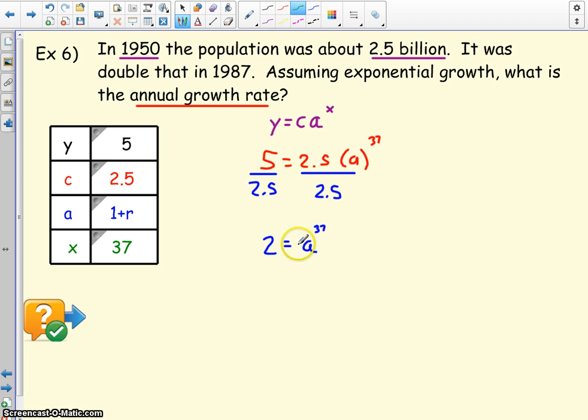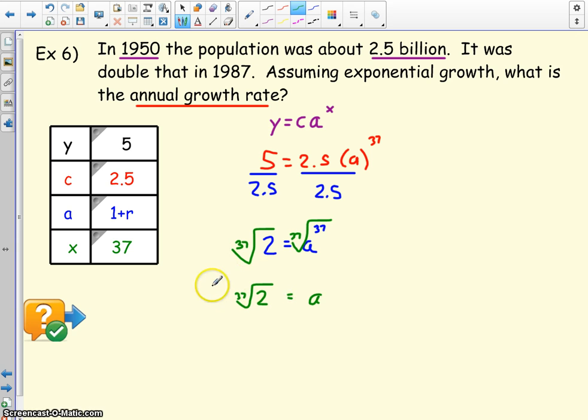So how do we get rid of that exponent? Well, we're going to take that root of the equation. So to get rid of that exponent 37 will be the 37th root of that side of the equation. So we're going to do the 37th root on this side as well. Okay, so if we're just looking for what A is, it's going to be whatever the 37th root of 2 is.